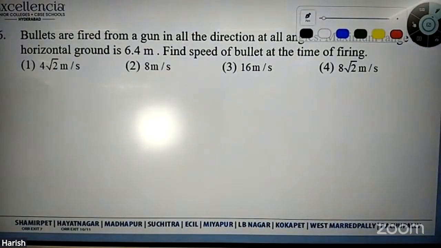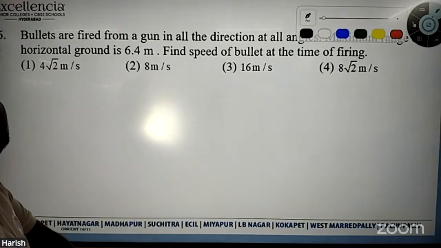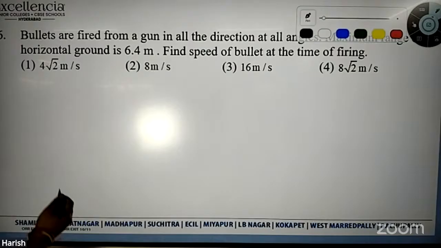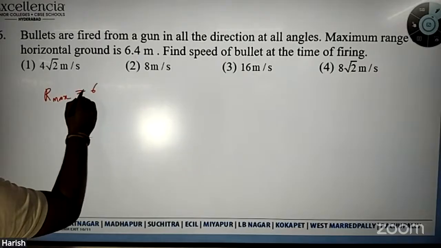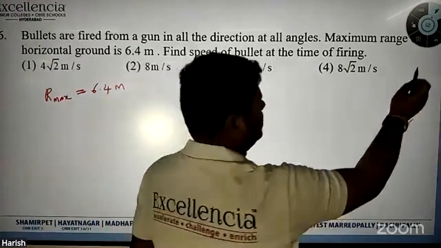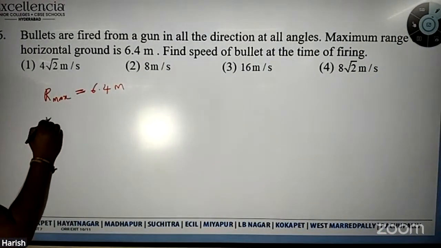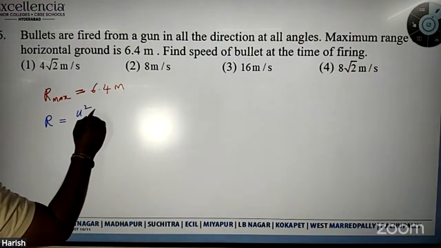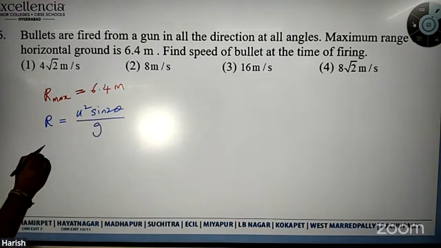Bullets are fired in all directions, at all angles. Maximum range on a horizontal ground is 6.4. So what they have given is actually a question on projectile motion. Direct formula based, just substitute the values, you get the answer. Straight formula based. Okay. This is the formula of range. Right? That's a very basic and fundamental formula in this chapter. So range in projectile motion is given by u squared sine 2 theta by g. This is a basic formula. And we know this range is maximum.